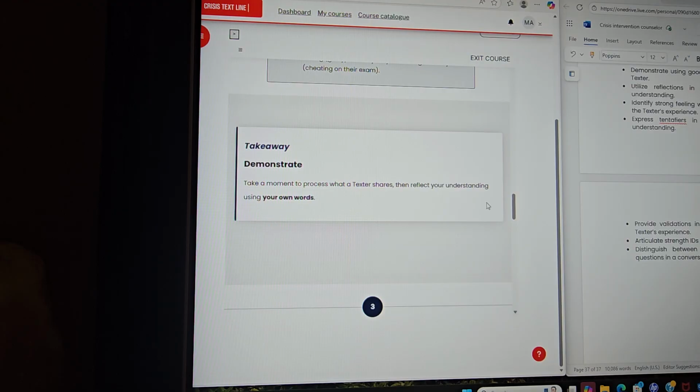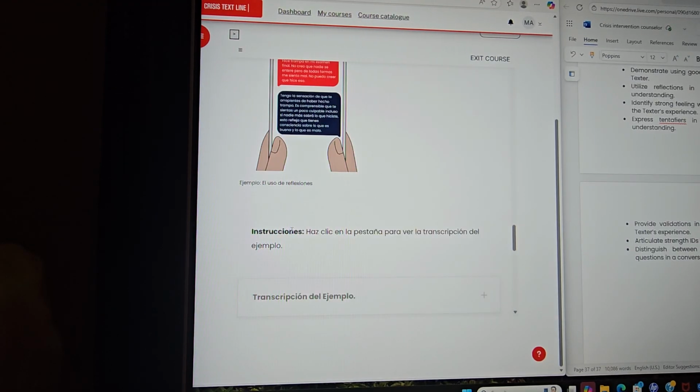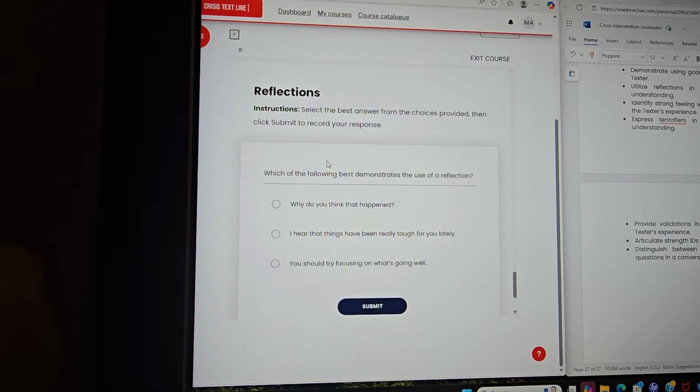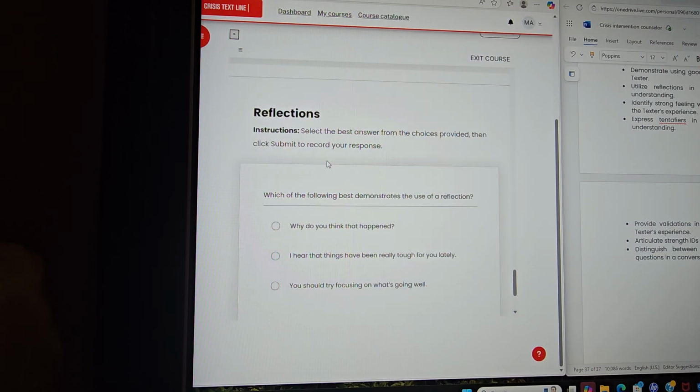Demonstration. Take a moment to reflect on what the texter shared, showing understanding using your own words. Select the best answer from the choices provided, then click submit to record your response. Which of the following demonstrates the use of reflection? Why do you think that happened? I hear things have been really tough for you lately. You should try focusing on what's going well.